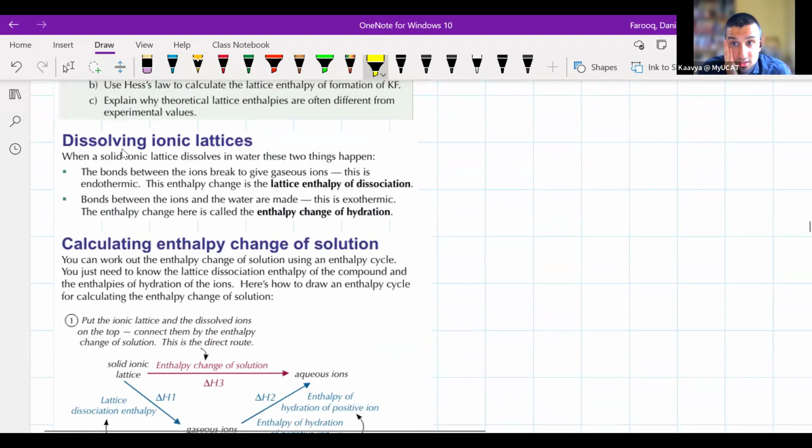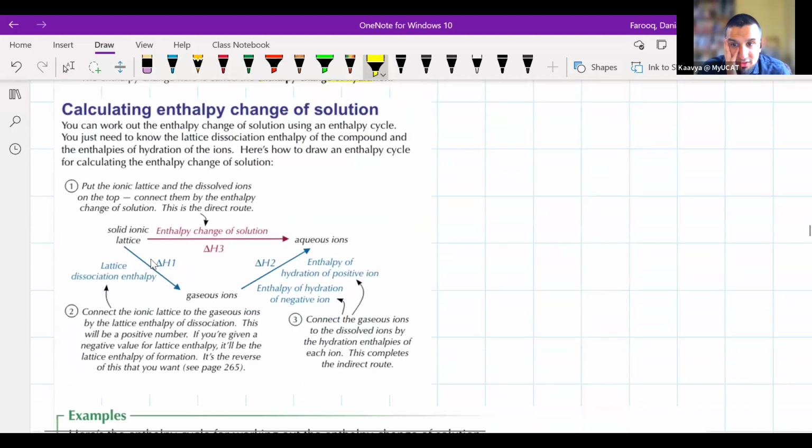So next, dissolving ionic lattices. When a solid ionic lattice dissolves in water, you get two things happening. The first thing is that the bonds between the ions break to give gaseous ions, and that's the lattice enthalpy of dissociation. And then the second thing that happens is the enthalpy change of hydration. So then the gaseous ions become aqueous, okay? So these are the two things that happen.